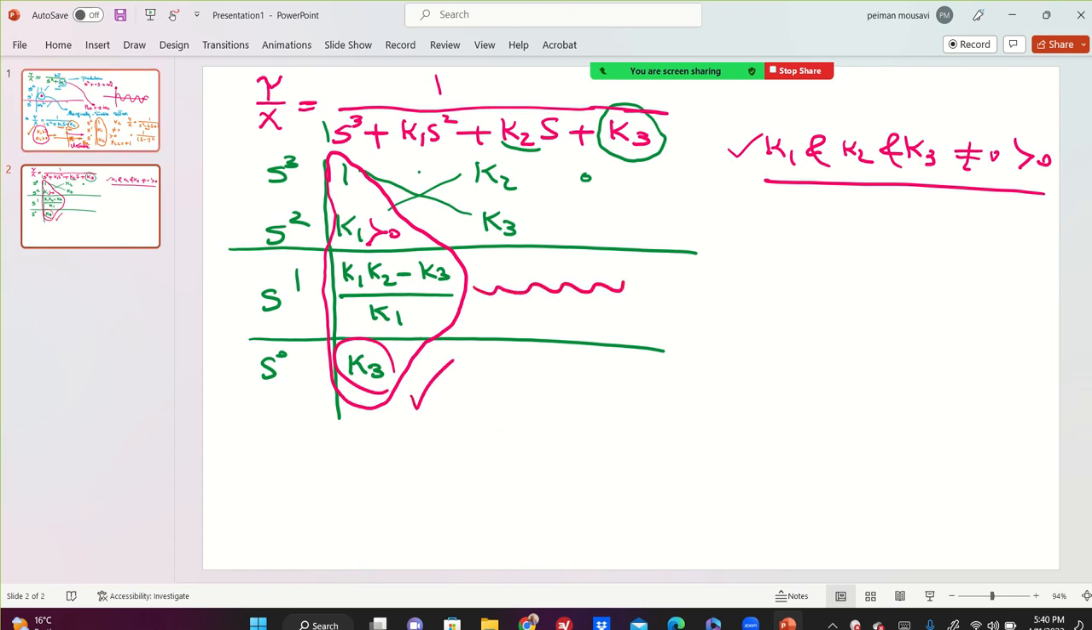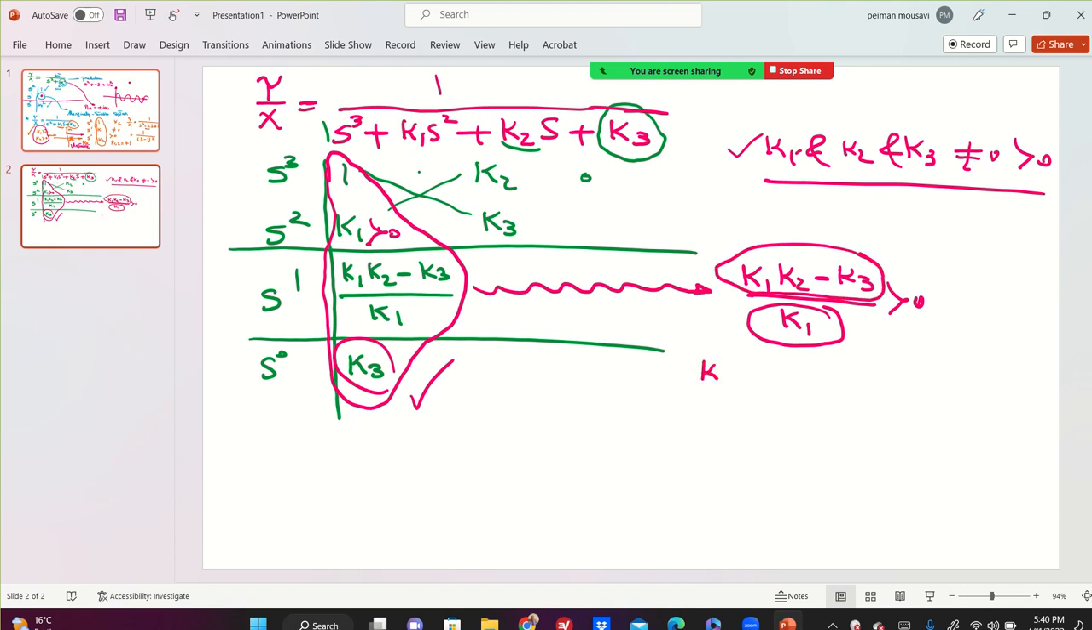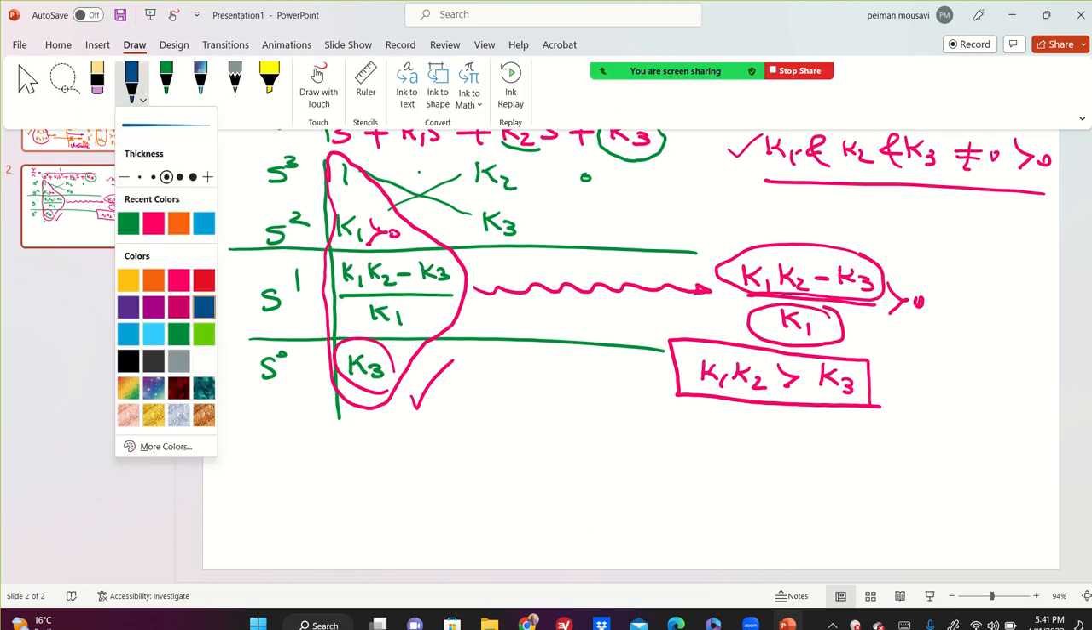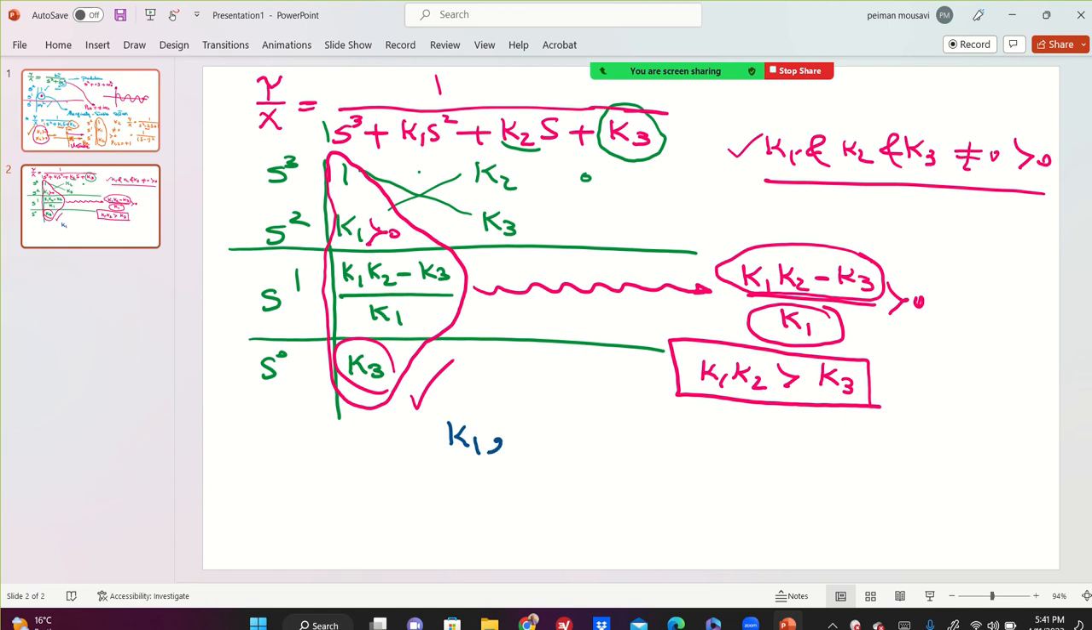And now, from here, K1, K2 minus K3 divided by K1 must be greater than 0. We know that the K1 is positive from here. So this also must be positive. So K1, K2 must be greater than K3. So the stability condition for this system is K1, K2, K3 must be greater than 0, and K1, K2 must be greater than K3.